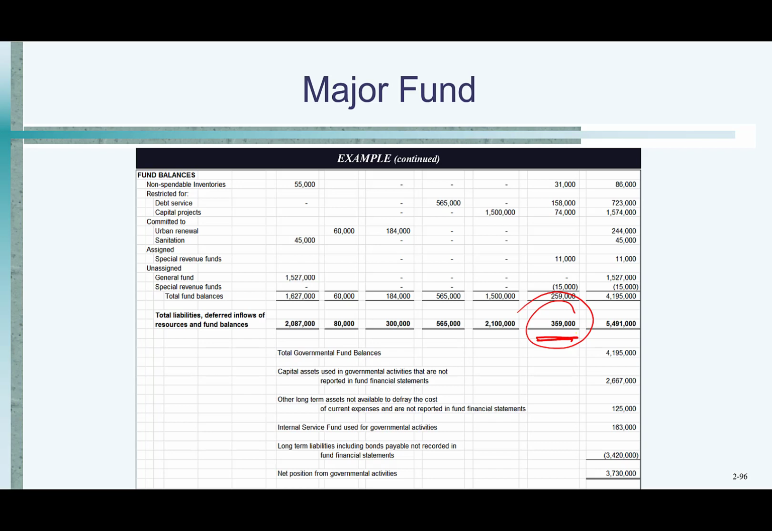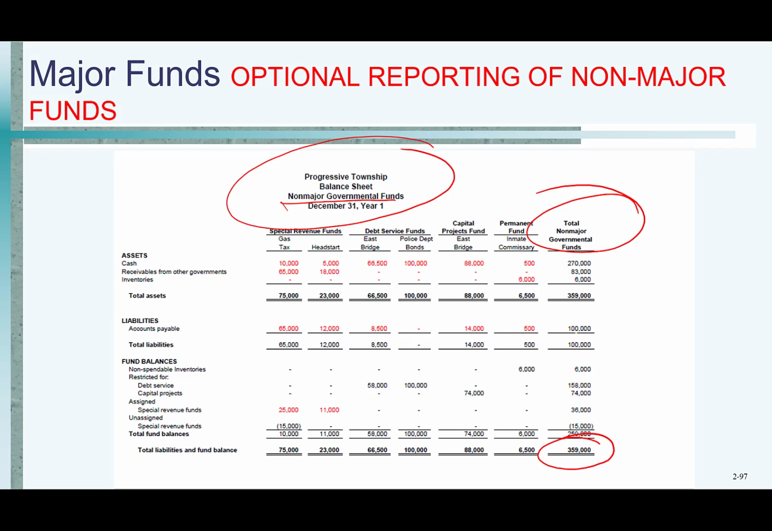And if a government wanted to, it could give you this detail as a combining schedule, right? And when we looked at the combining schedules, these are all the non-major funds. When we looked at the city of San Jose, remember they went on and on and on? And you can imagine why that would be so lengthy, because there could be hundreds of non-major funds that didn't pass the 10% test, the 5% test, right?